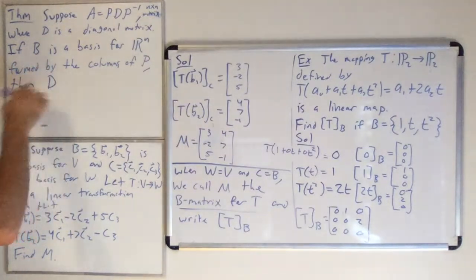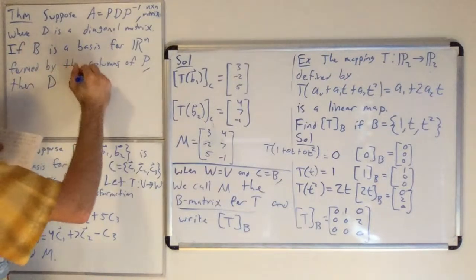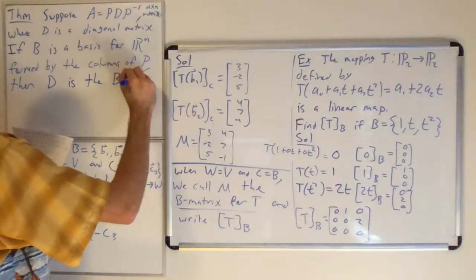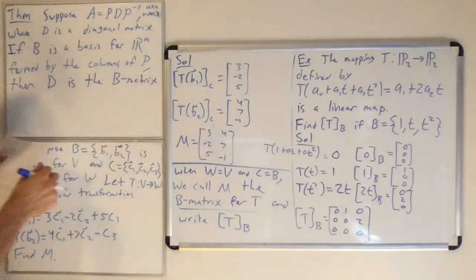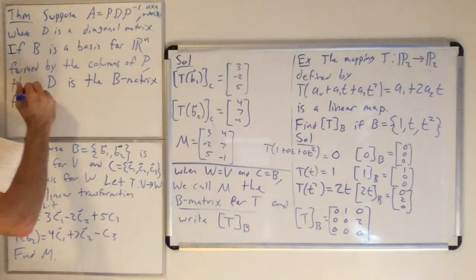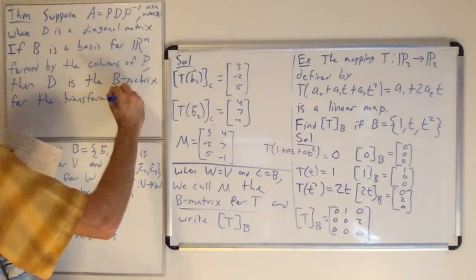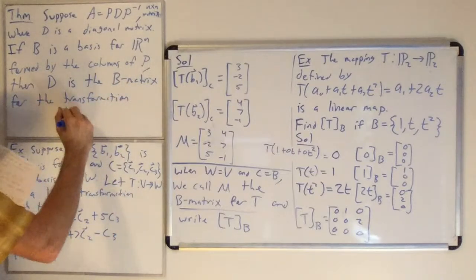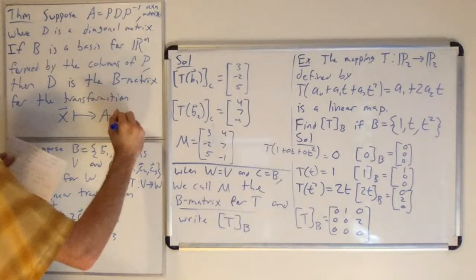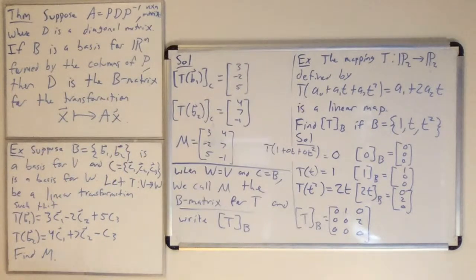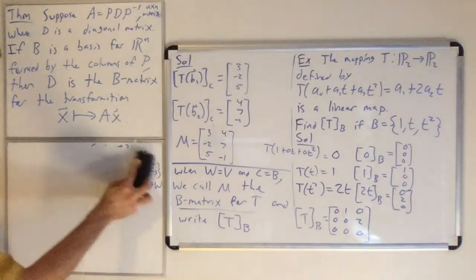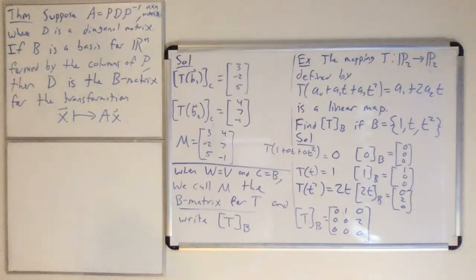Then the theorem says D is the B matrix for the transformation which sends X to AX. Okay, and so let's write down an example that I would like you to try tonight. We'll start class with it tomorrow. That is an application of this theorem.